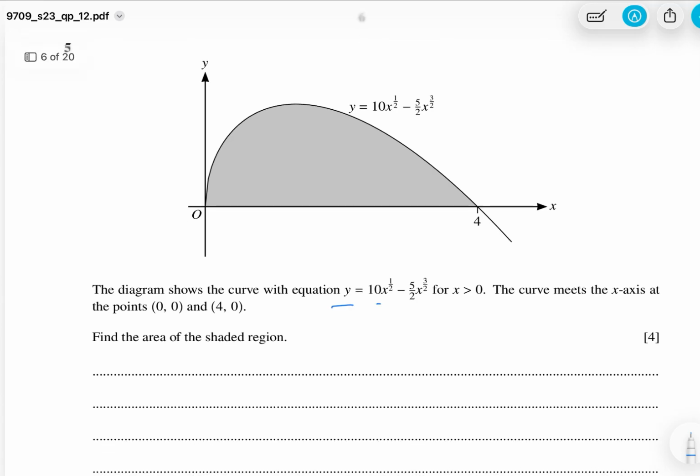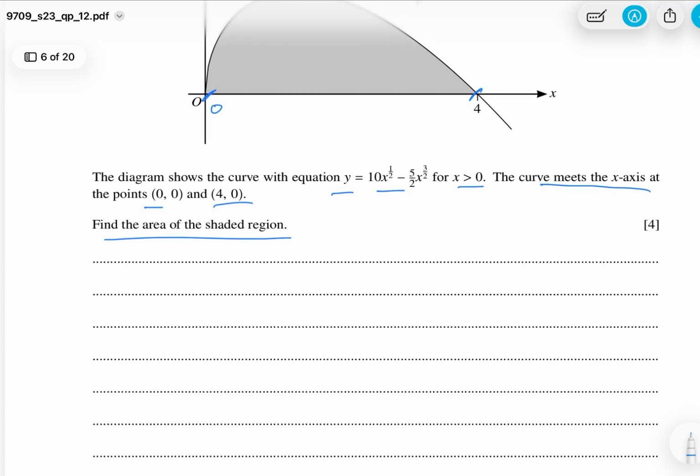The diagram shows the curve. The curve meets the x-axis at this point. Find the area of the shaded region. So we have to find the area from 0 to 4 and we have to integrate it from 0 to 4. So let's integrate from 0 to 4 the function 10x^(1/2) − (5/2)x^(3/2) dx.